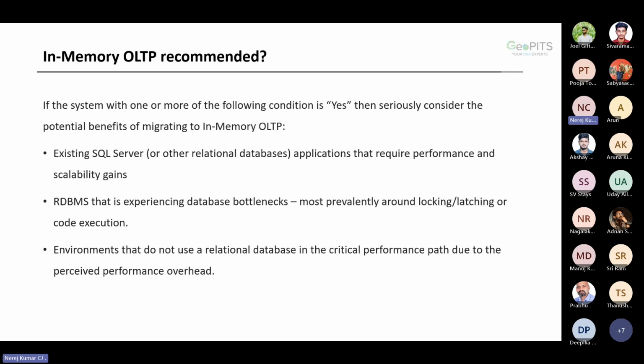In-memory OLTP is designed to handle high OLTP workloads, and can significantly improve performance and scalability for applications that require quick transaction processing. If a database is facing bottlenecks, particularly related to locking or latching during code execution, in-memory OLTP can be a valuable solution. It is an optimistic concurrency model, and efficient. If there are concerns about a traditional database slowing performance, in-memory OLTP might be a beneficial one.